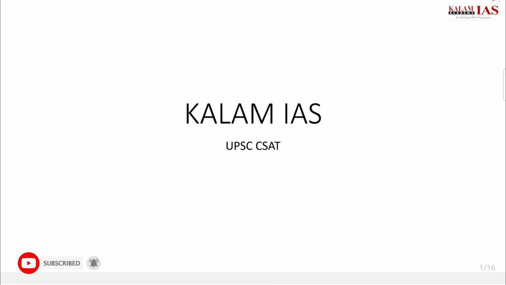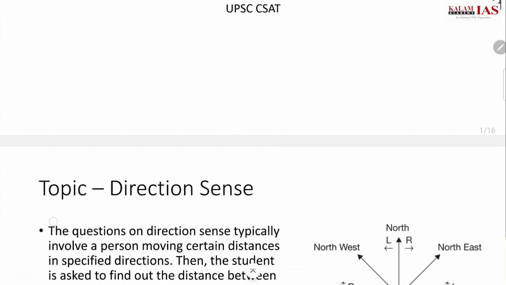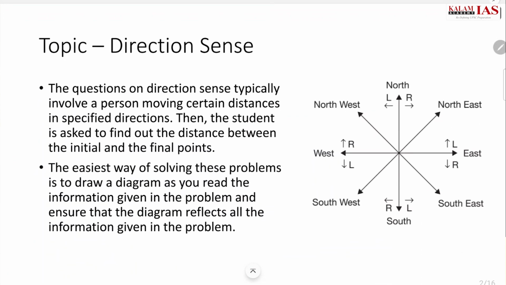We will continue our CSAT topics, and today's CSAT topic is Direction Sense. Again, a very interesting topic which is part of the LR section, the logical reasoning section of the CSAT paper. Every year at least one and sometimes even two questions come from this topic, and it is one of the easiest topics in the entire CSAT paper. You have to simply plot what is being asked and you will easily get your answer.